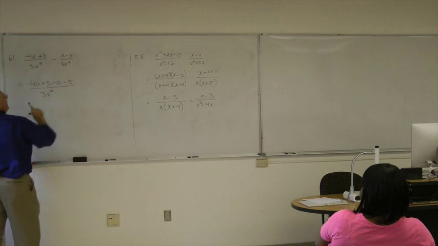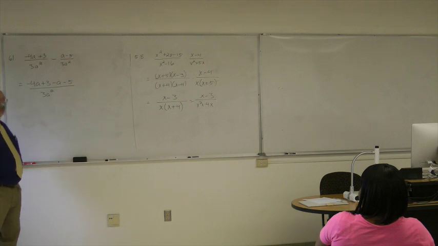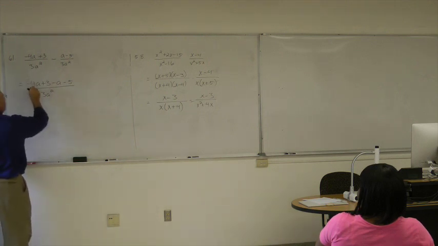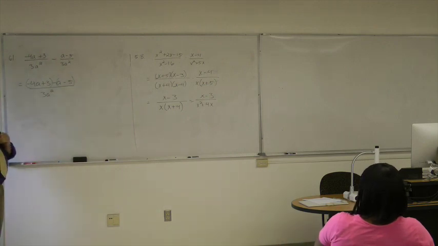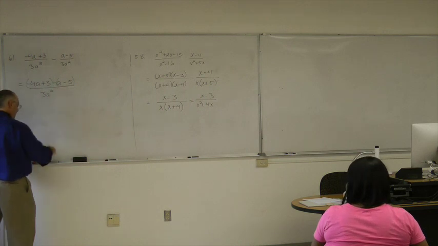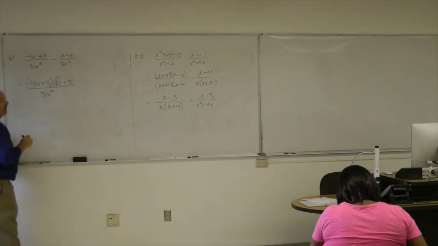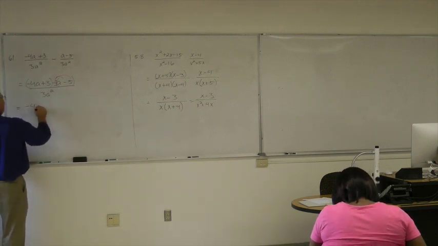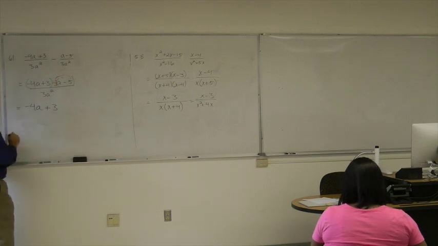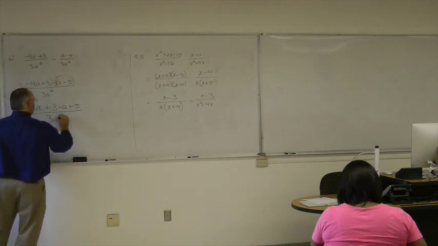If this second numerator is a binomial, meaning it has two or more terms, the most important thing to do is to put parentheses around those two numerators. Because then you have to take that negative sign, think of it with a 1 in front, and distribute. So negative 4a plus 3, and then minus a plus 5 over 3a squared.